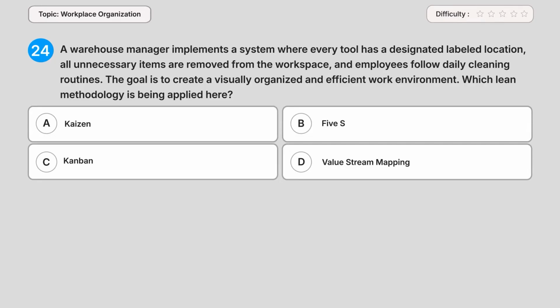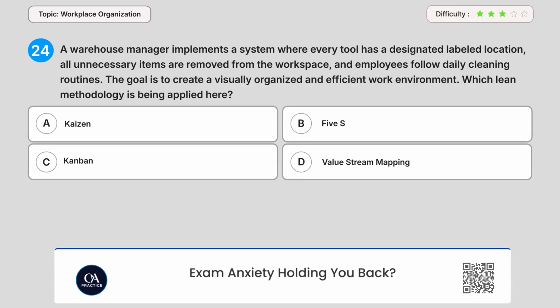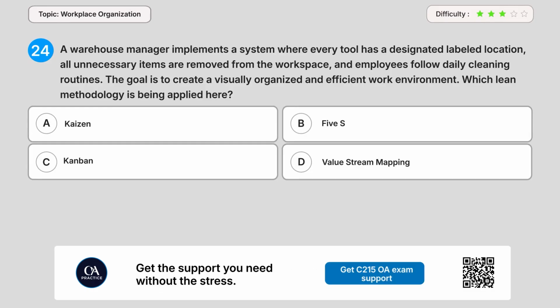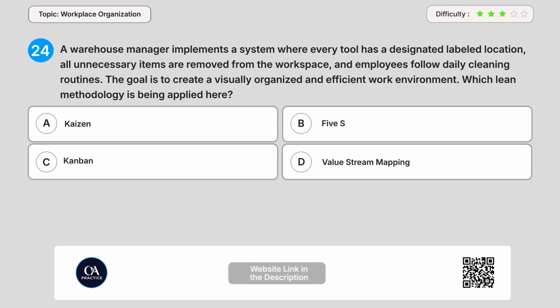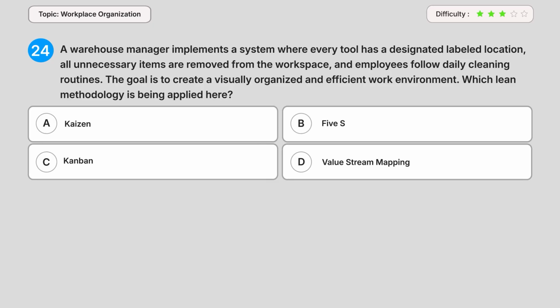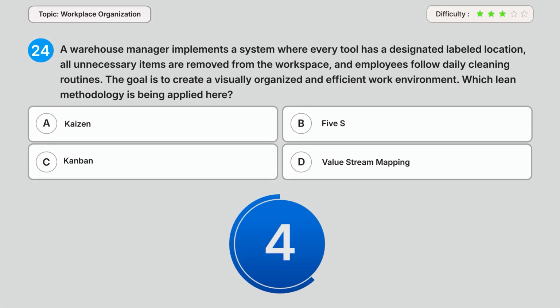24. A warehouse manager implements a system where every tool has a designated labelled location, all unnecessary items are removed from the workspace, and employees follow daily cleaning routines. The goal is to create a visually organised and efficient work environment. Which lean methodology is being applied here? A. Kaizen. B. 5S. C. Kanban. D. Value stream mapping. What do you think is the answer?